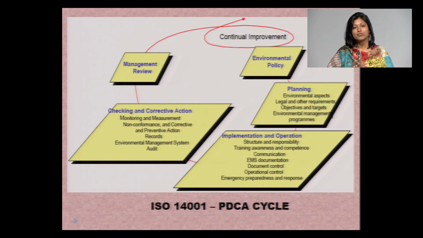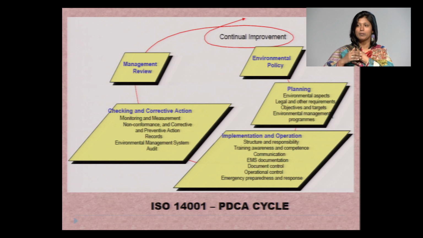Then they have to set their objectives and targets in measurable form, after having a policy saying that I intend to do this. Now next is to have objectives and targets in some measurable, broken-down form. Next, the environmental management program has to be set in place, showing how it will be done.